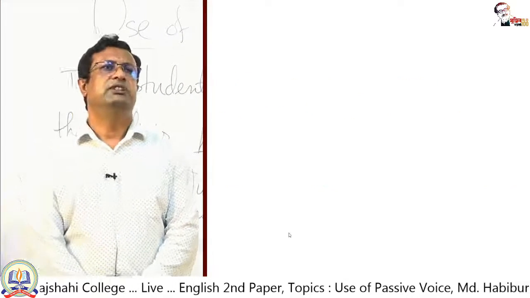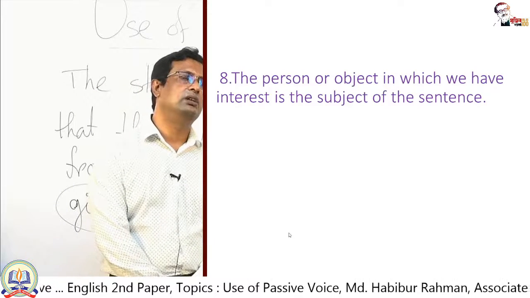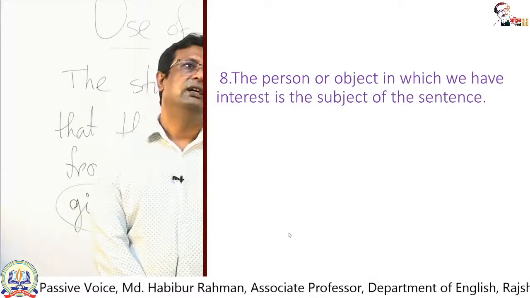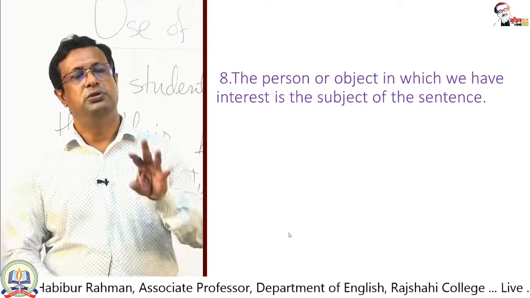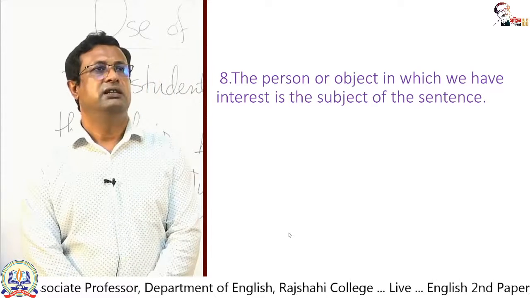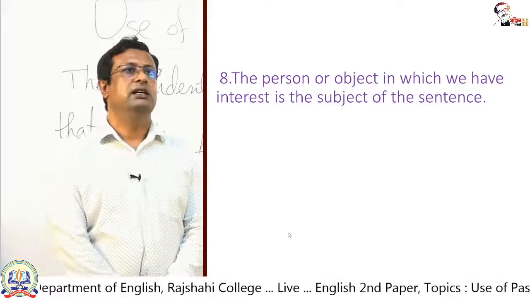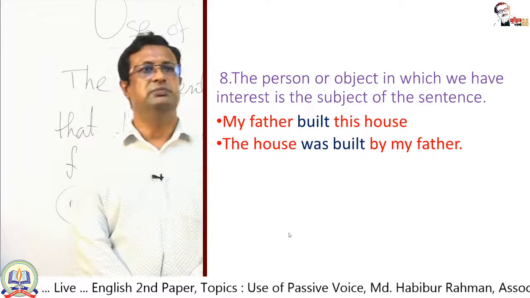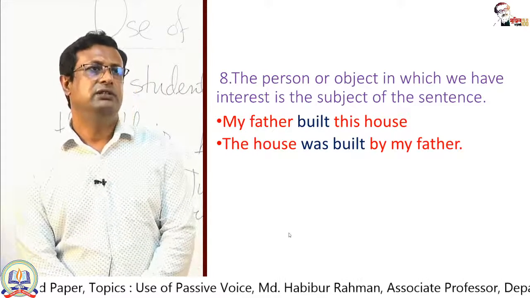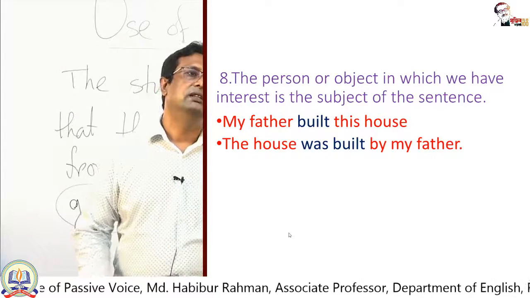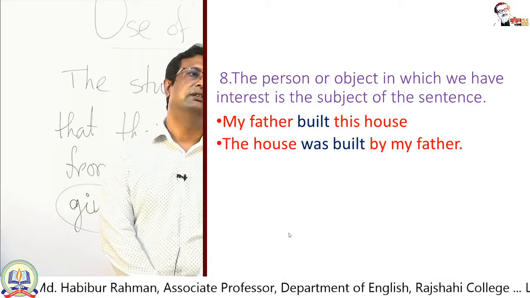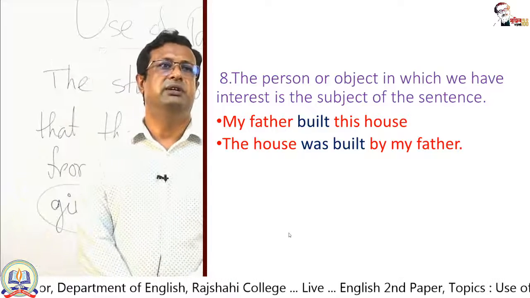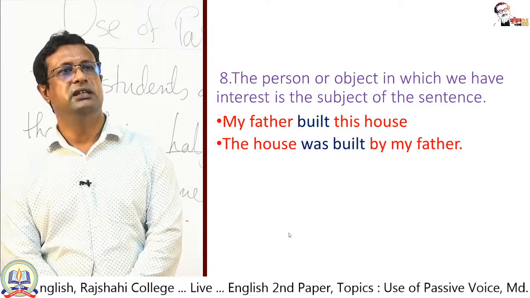And sometimes we want to show our interest in someone or somebody, that is the center of our interest, and to whom we find interest is the subject or the agent. Again, see the same thing: "My father built this house." Another is "The house was built by my father." In the first sentence, my father is the important one; we have interest in my father firstly. Secondly, "the house was built by my father." The focus of interest is the house.